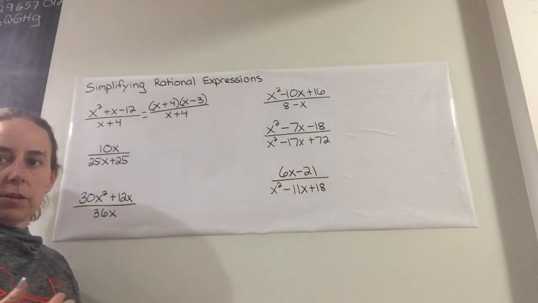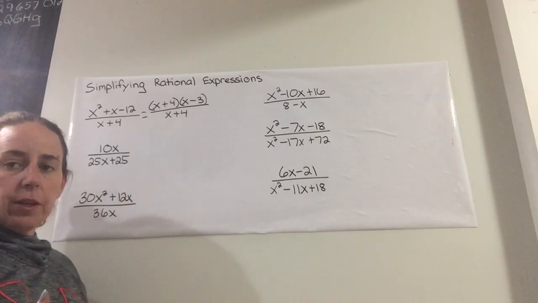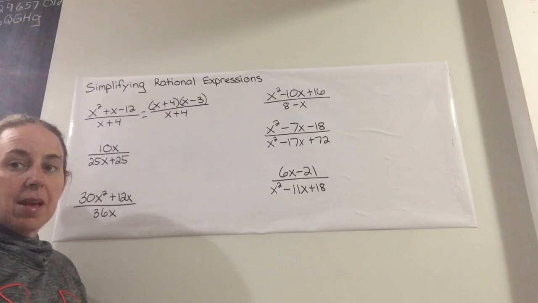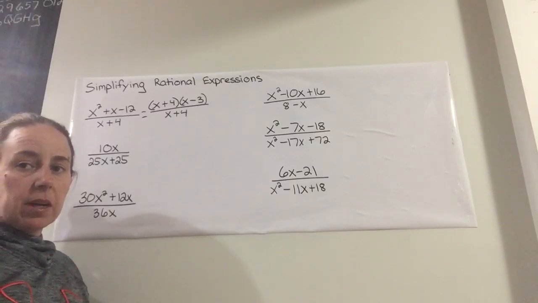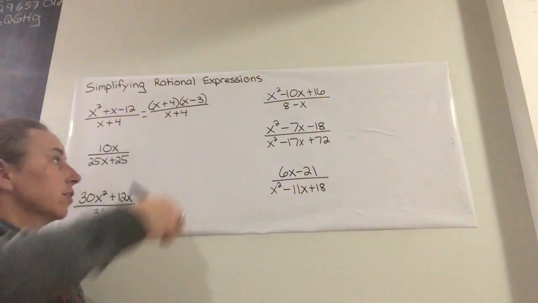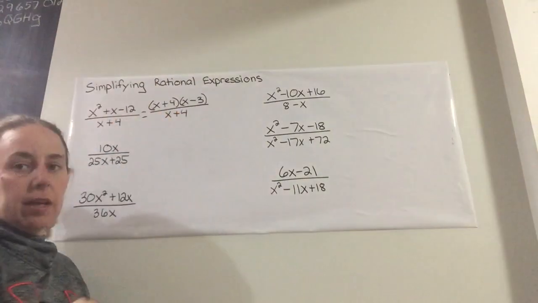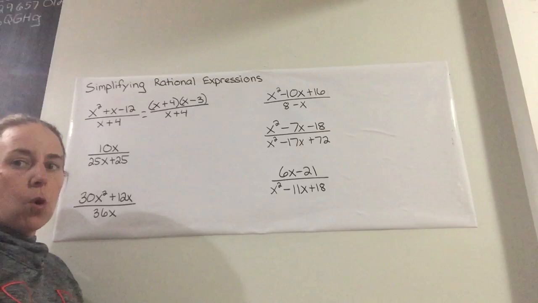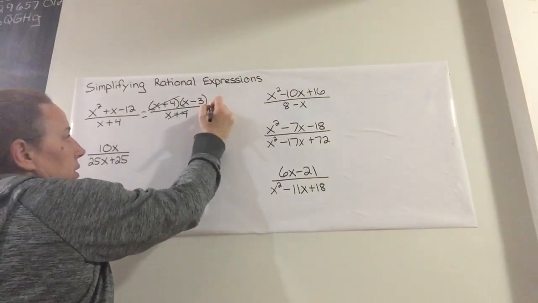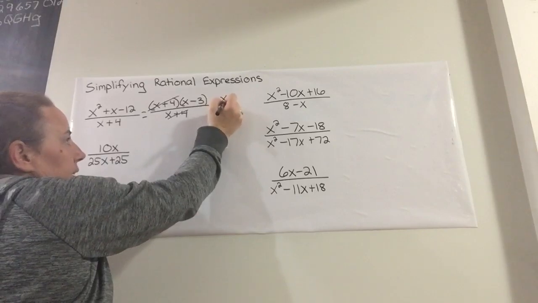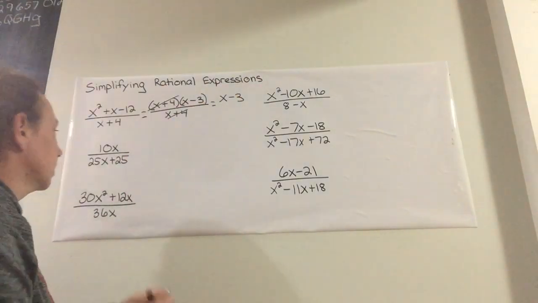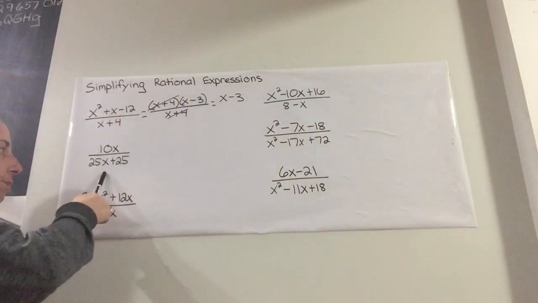Now, what do we notice? We notice that there's an x plus 4 on the top and an x plus 4 on the bottom. In order for you to cancel something, it has to be the exact same. Okay, if it was an x minus 4 on the bottom, we couldn't cancel them. It's got to be the whole thing. So we're going to cancel the x plus 4s, and all I'm left with is x minus 3. And that's my answer.